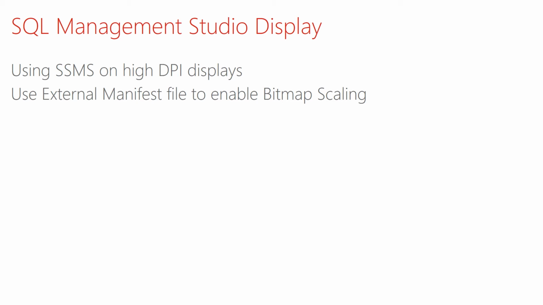Fortunately, there's a workaround for this issue, and it involves what is called an external manifest file and bitmap scaling. That sounds pretty technical, but the good news is that you don't need to understand any of the details. You just need to copy a file. Let's take a look at how to fix the scaling issue.